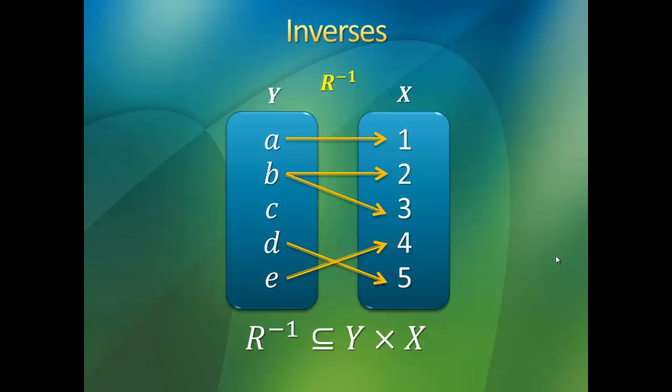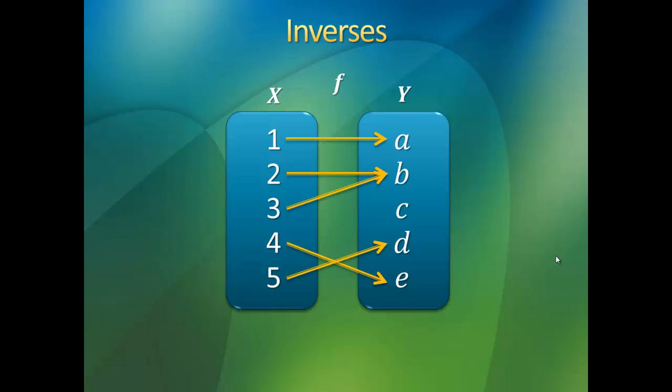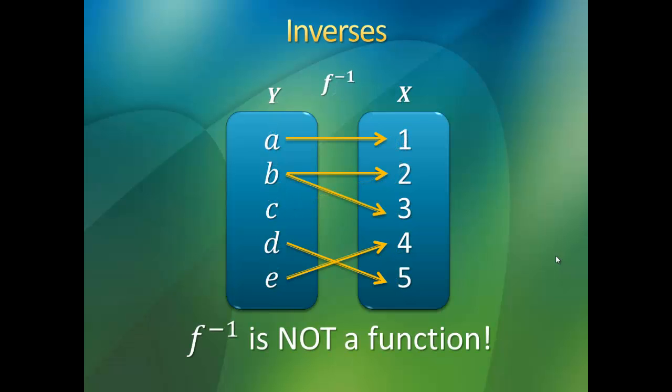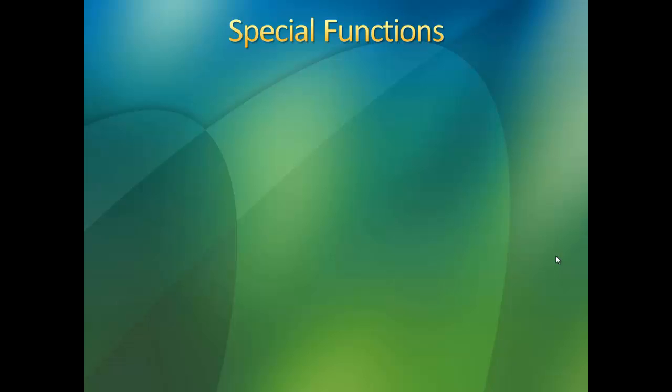Note, by the way, that the first relation we gave is a function, whereas the second relation, its inverse, is not a function. So the inverse of a function might not be a function itself. Well then, what does it take to ensure that the inverse of a function will itself be a function? To answer that, we'll need to talk about some special types of functions.